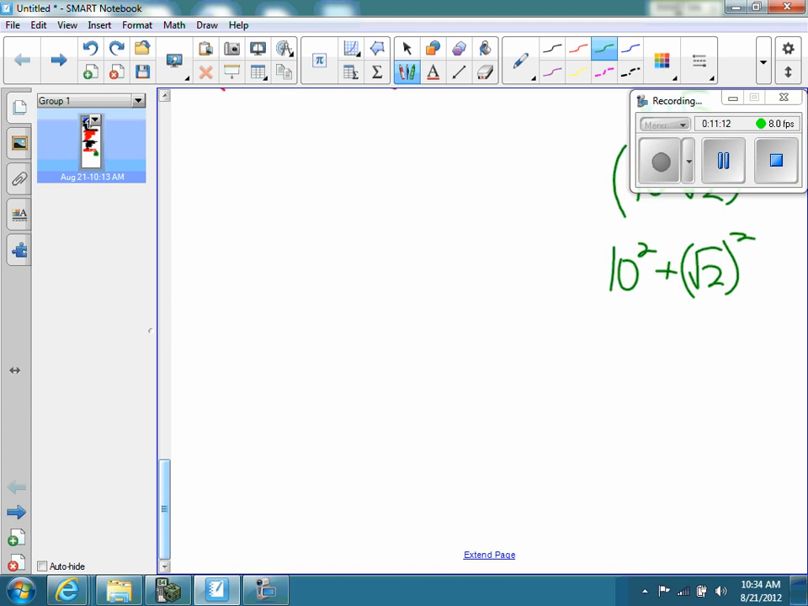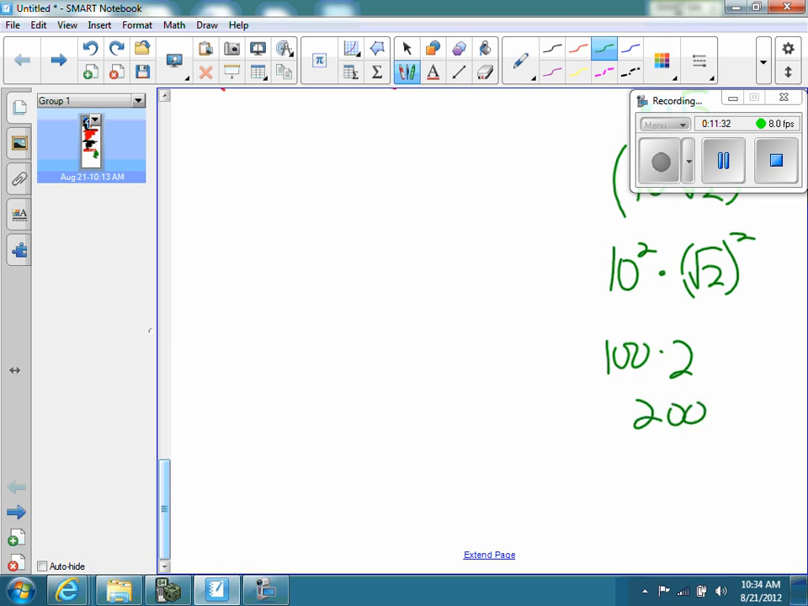So this is the same thing as saying 10 squared times radical 2 squared. So 10 squared is 100. Radical 2 squared, the square root of anything squared is itself, so that would be 2. So that is equal to 200.